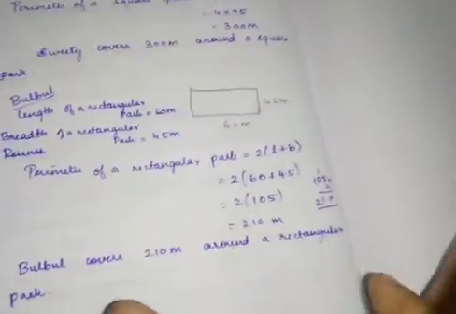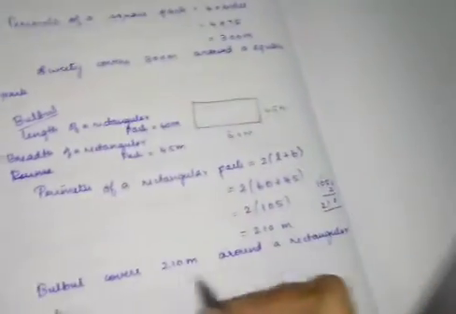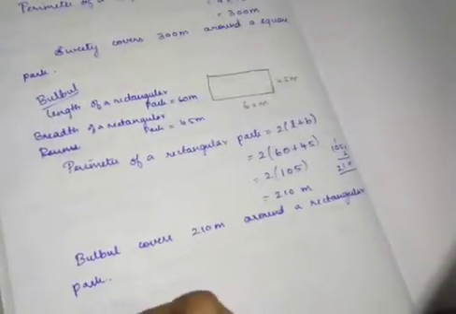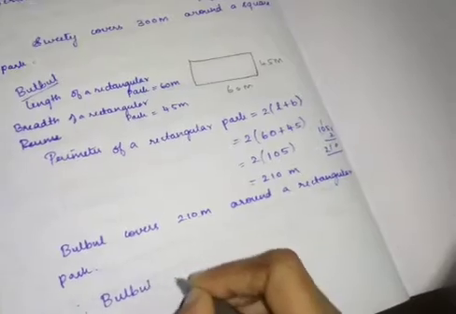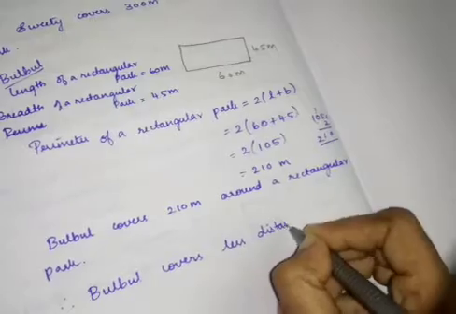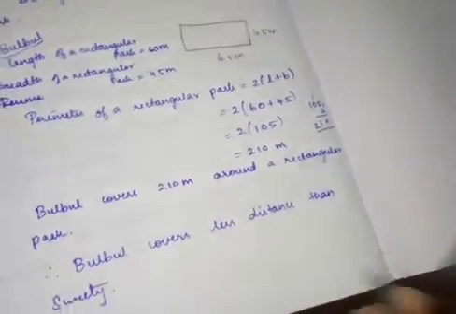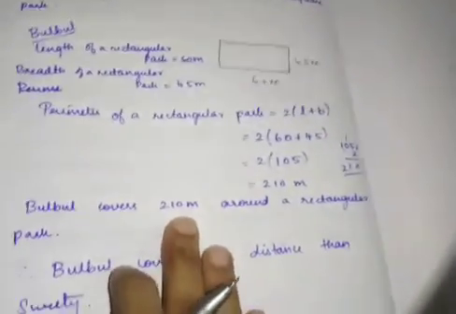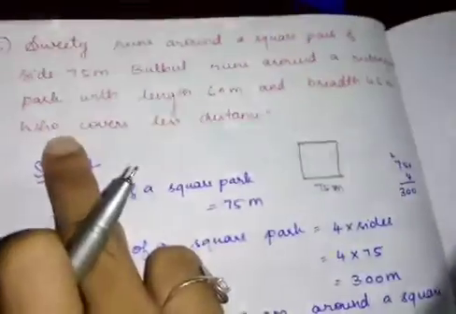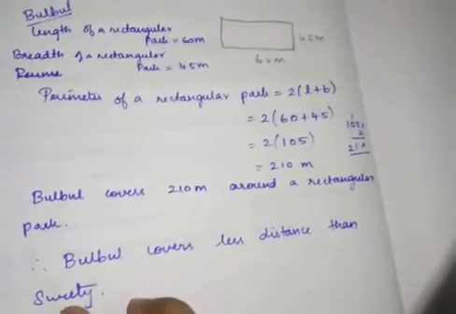So in this, who covers less distance, Bulbul or Sweetie? Bulbul, because Bulbul covers only 210 meter, but Sweetie covers 300 meter. Therefore, Bulbul covers less distance than Sweetie. Okay, this is your conclusion. The question asks who covers less distance? So Bulbul covers less distance than Sweetie.